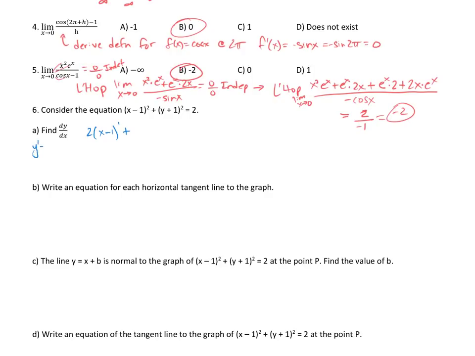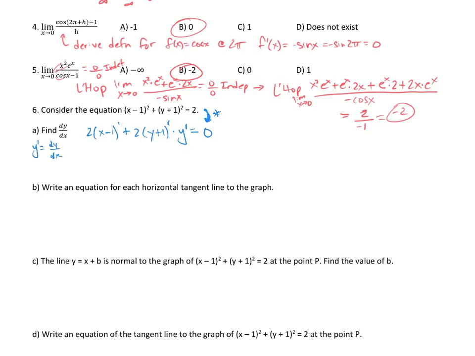Remember, y prime means dy/dx. So I'm just going to go ahead with the y prime notation. And then here, 2 times y plus 1 to the first power. Now I need a y prime here. Or you can write it as dy/dx, whatever makes you happy there. And then here I have to take the derivative of this, which is 0. Be careful, this is a common mistake. A lot of students forget to take the derivative of that, and you end up with the wrong answer in the end.